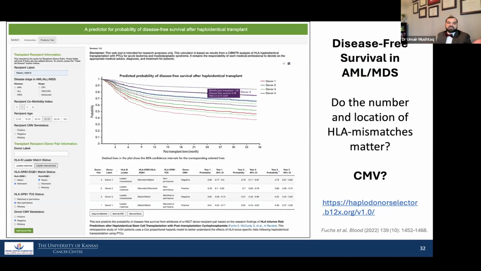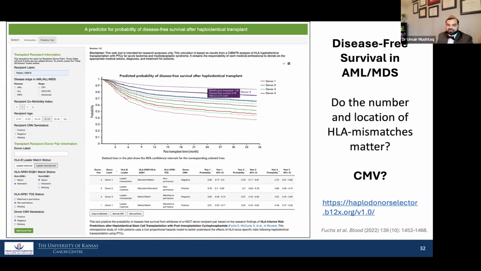This is a calculator. I'm not going to go into details of that. I have this link pasted here. You can Google search haplo donor selector, and it will give you this calculator. And you just need to put in AML, ALL, MDS, that's where it's validated, and it will ask you the age and the CMV status. And then it will ask you about the DRB1 and DQB1, where is the match, mismatch. And based off of that, from all the available haplodonors, it can give you 1-year survival probability.